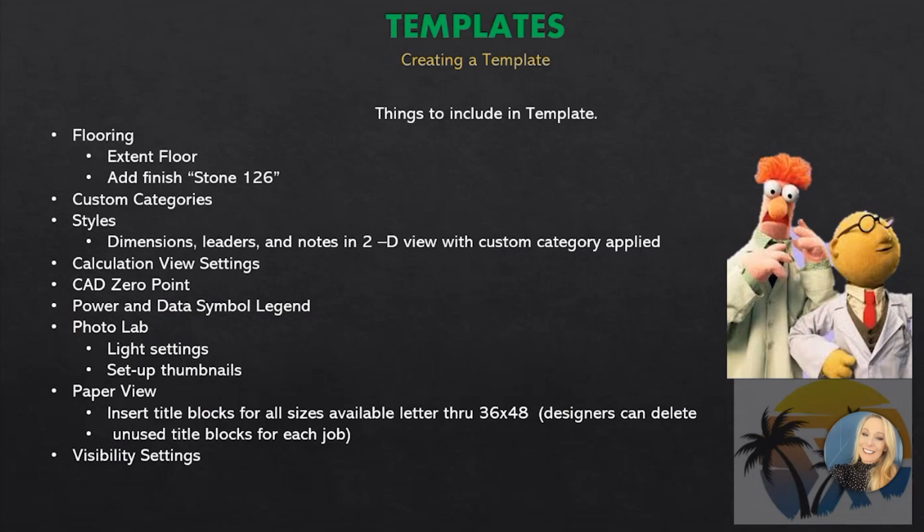Photo Lab, set up your light settings, use your thumbnails, and bring in your paper views for all the available sizes, from letter to 36 by 48. And designers can delete the title blocks that they're not using for a certain job. And don't forget to include visibility settings for your designer. So set up for panels, electric, and components. So at least it gives them a starting point.